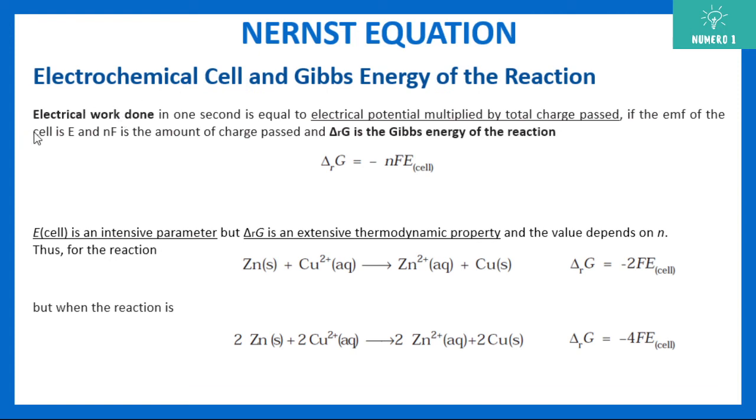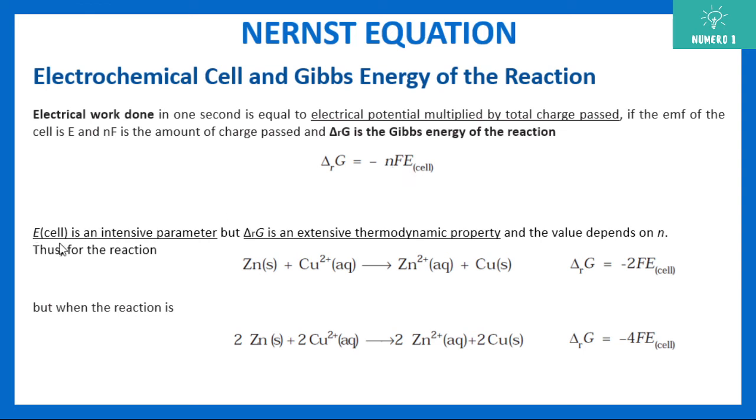Now, let us also talk about electrical work done. What is electrical work done? If you remember physics, first chapter, it is simply electric potential multiplied by the total charge which is passed through it. So cell potential is E cell, and the total charge passed is nF. If the EMF of the cell is E and nF is the amount of charge passed, then delta rG, the Gibbs energy of the reaction, is given by minus nF E cell.